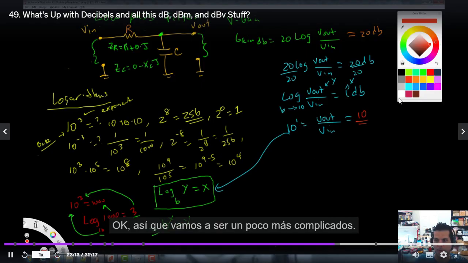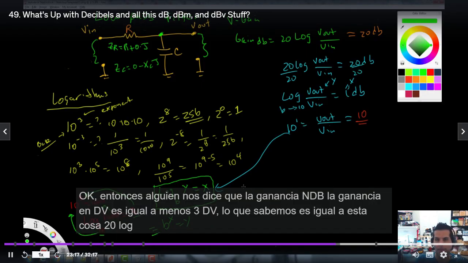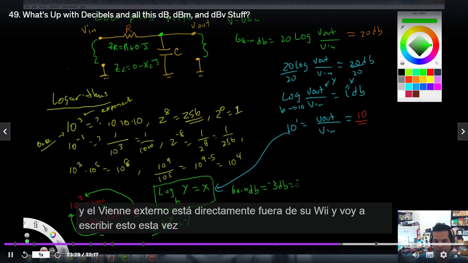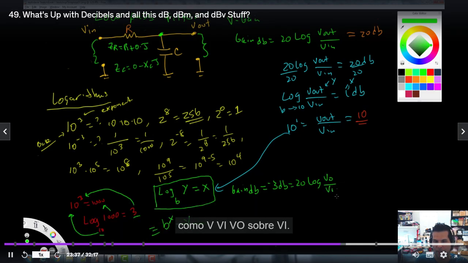Now let's see what that minus 3 dB value is. Let's get a little bit more tricky. Someone tells us that the gain in dB equals minus 3 dB, which we know equals this thing, 20 log of V out over V in. I'm just going to write this time as V out over V i.